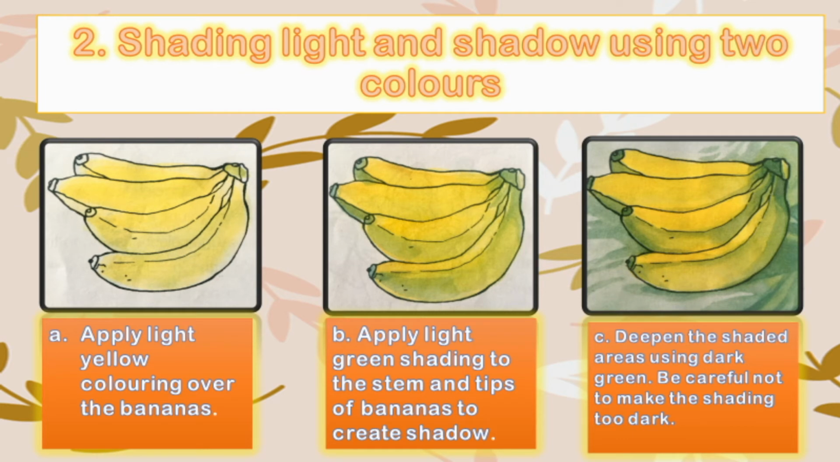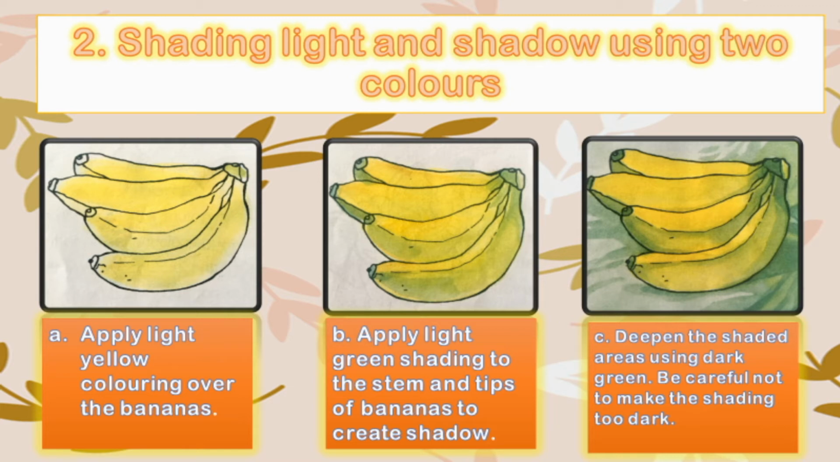Number 2, shading light and shadow using 2 colors. For our example, a bunch of bananas. In letter A, apply light yellow coloring over the bananas. B, apply green shading to the stem and the tips of the bananas to create shadow. In letter C, deepen the shaded areas using dark green. Be careful not to make the shading too dark.